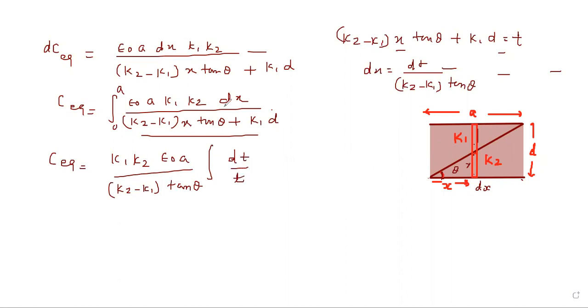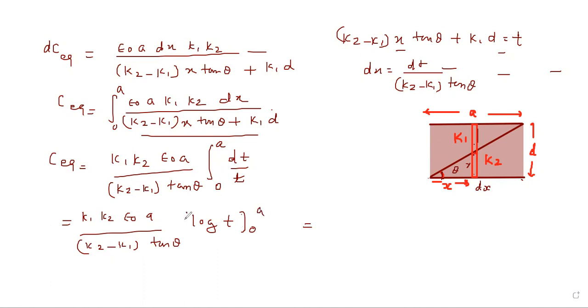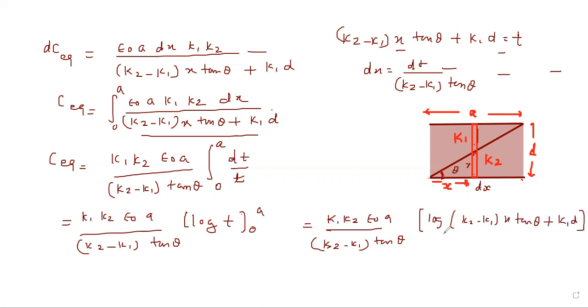With the limits, either we change the limits by putting x equal to 0 and x equal to A, or we can retain it and later substitute the value of t. So this will become K1 K2 epsilon naught A divided by K2 minus K1 times tan theta, and this will become log t with limits 0 to A. So here, we put the value of t as this much. This will become log of K2 minus K1 times x tan theta plus K1 D with limits 0 to A.